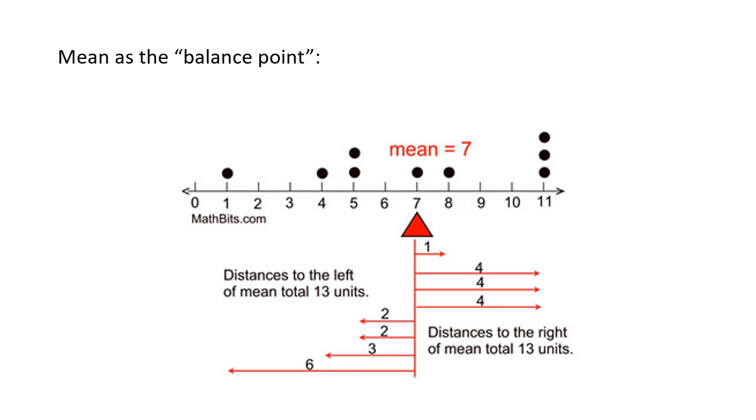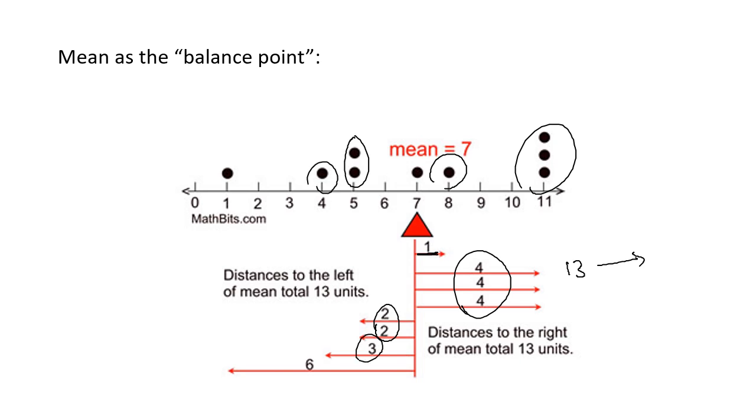And so we can see how this works because if I look at how far everything is from the 7, this is a distance of 1. These are all a distance of 4. So this gives me 13 to the right. If I look at these two, these are 4 away total, so 2 each, so 4. This is 3 away, and this is 6 away. And so if I add these up, 6 and 3 is 9 plus 4 makes 13 in this direction. So I have 13 units away to the right, 13 units away to the left. That's going to make it balance.